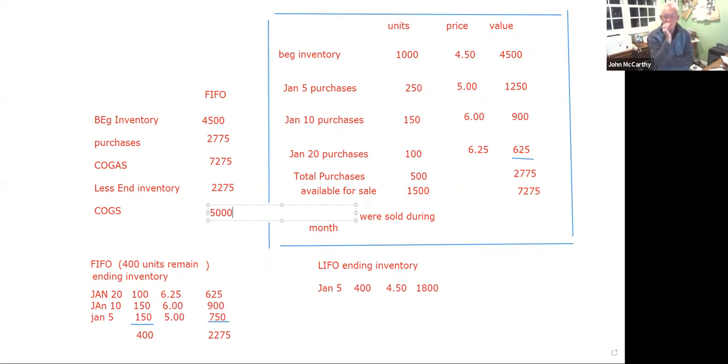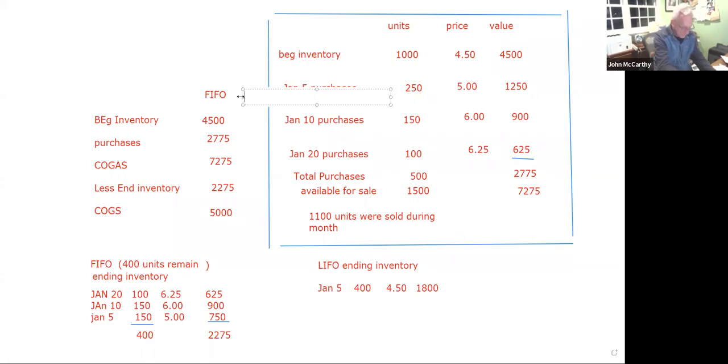Let's see. I'm just sanity checking that. So that's 5,000 because we sold 4,500. Yeah, so that's right. So that's the cost of goods sold and ending inventory under FIFO.